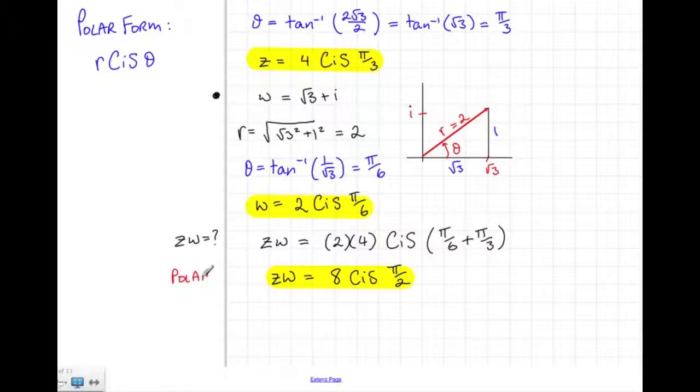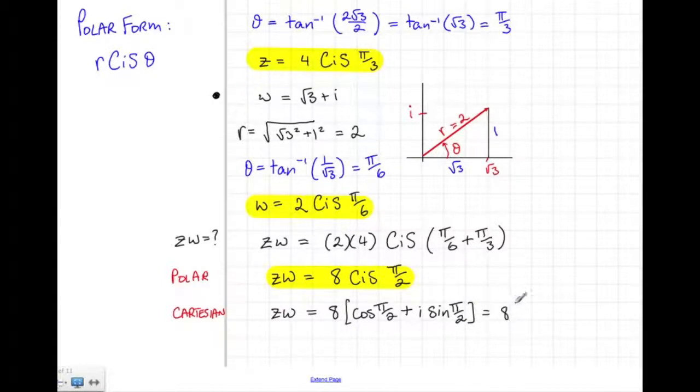So we have it in polar form, but we also want the answer in Cartesian form. We don't have to multiply them out again in the Cartesian way. What we can do is just take out the calculator and work out the value of cos pi over 2 and sine pi over 2. Pi over 2 is 90 degrees, and we know that cos of 90 degrees is 0 and sine of 90 degrees is 1. So we're left with 8 times 0 plus 8 times i. The answer is just 8i, and that's in Cartesian form.